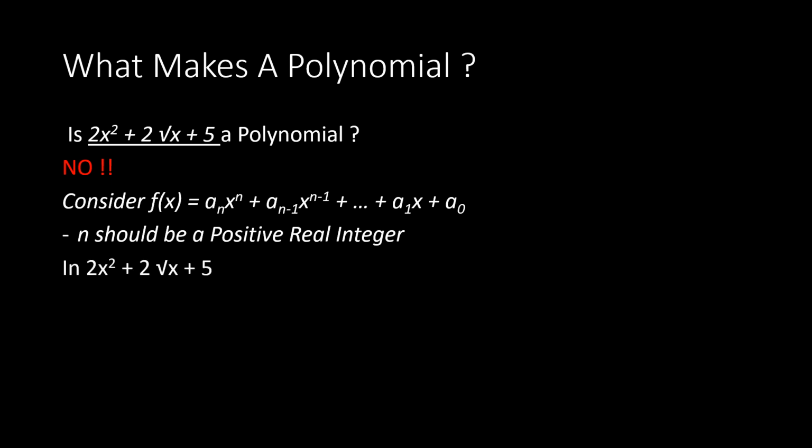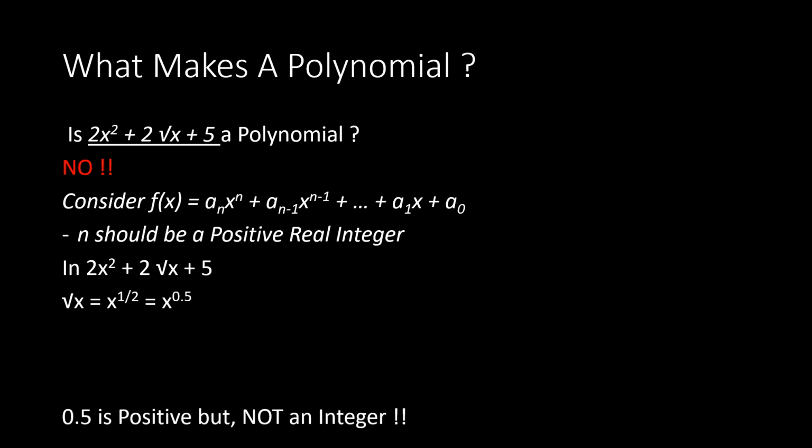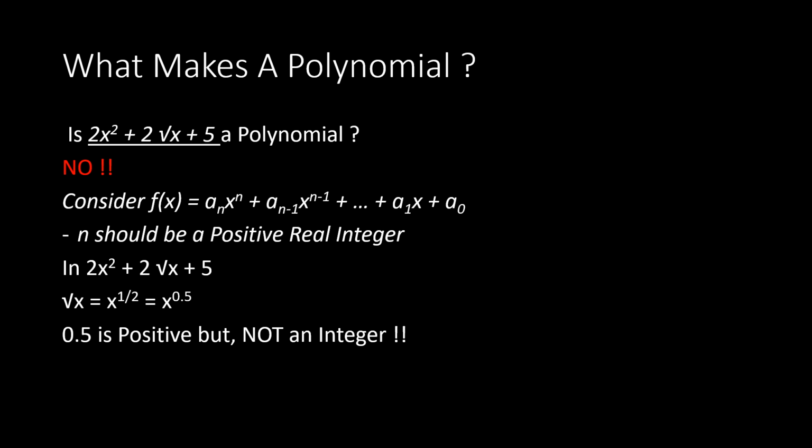In our case, in our polynomial, we have a term 2 square root of x. A square root of x is x raised to half, or x raised to 0.5. But 0.5 is positive, but it is not an integer. So we can say that 2x squared plus 2 square root of x plus 5 is not a polynomial because the power of x, 0.5, is not an integer. So this is not a polynomial.